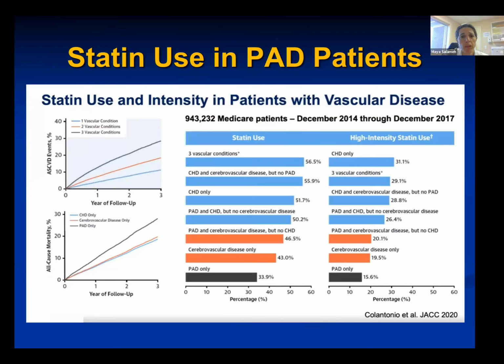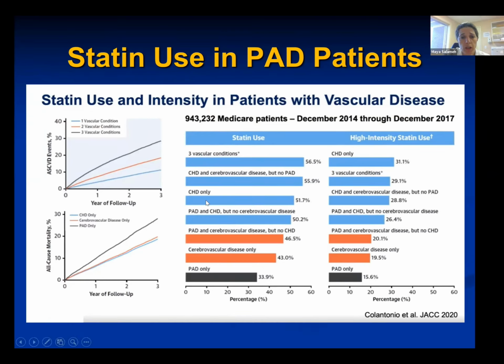Despite all this data, this is another study that looked at over 900,000 Medicare patients, looking at statin use in different vascular conditions. You can see that in the patients with PAD only, who do not have concomitant coronary heart disease or cerebrovascular disease, only 33 or 34% of them are being prescribed any statin at all, and only 15.6% are being prescribed a high intensity statin, which is what would be considered the appropriate dose for a patient with PAD.